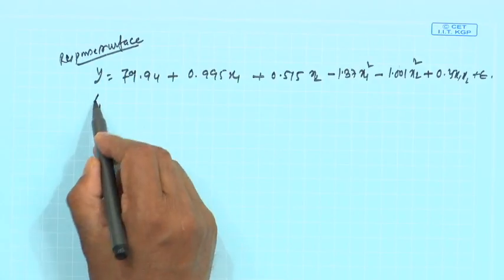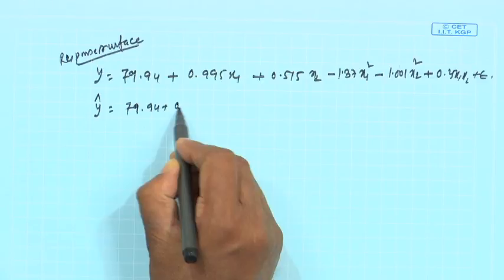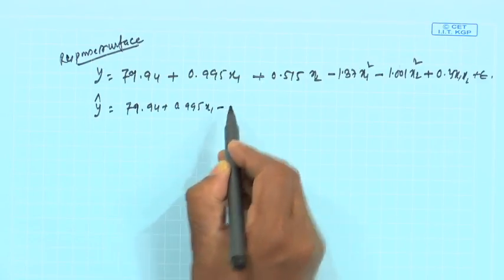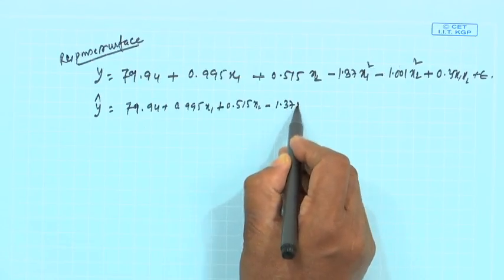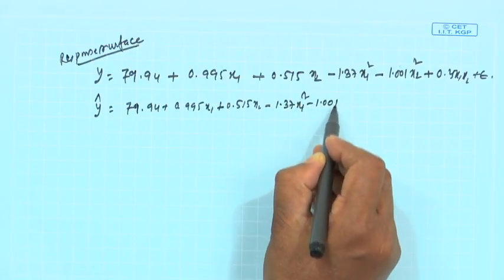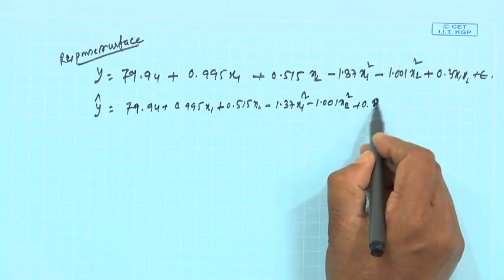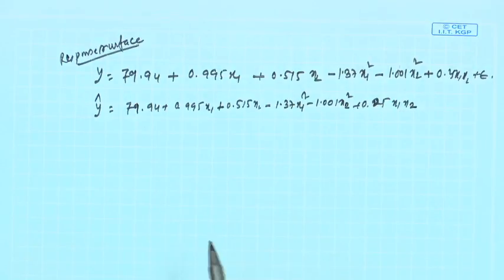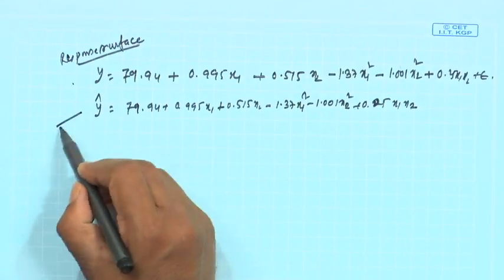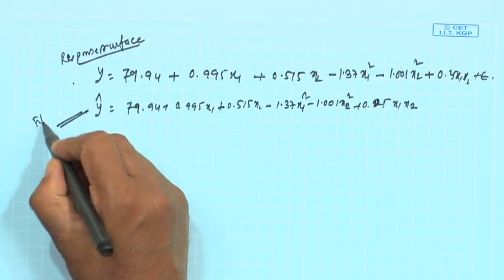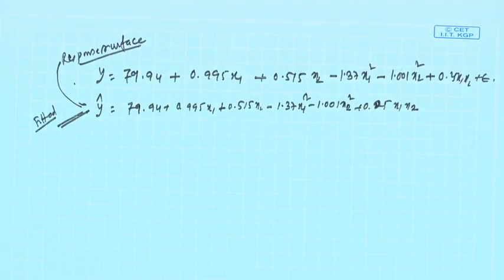So, if you want the fitted value, it will be like this, only the error term will not be there: 0.995 x1 plus 0.515 x2 minus 1.37 x1 square minus 1.001 x2 square plus 0.25 x1 x2. So, this is my response surface, this is the fitted response. This is the fitted response surface.